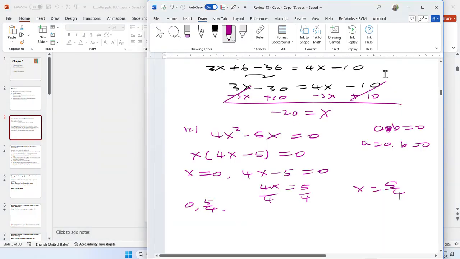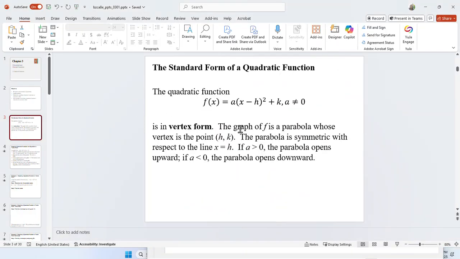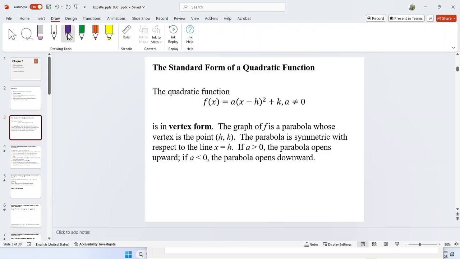A lot of the time, people remember the quadratic equation in this form: f of x equals ax squared plus bx plus c. That is the standard form. And if we write f of x equals a times (x minus h) squared plus k, this one is called the vertex form.